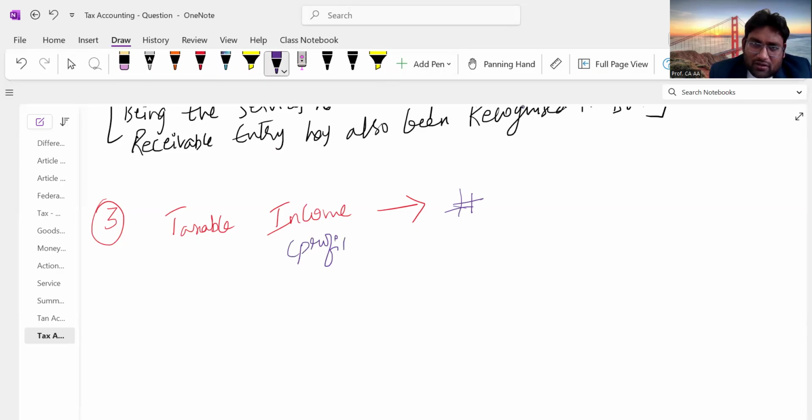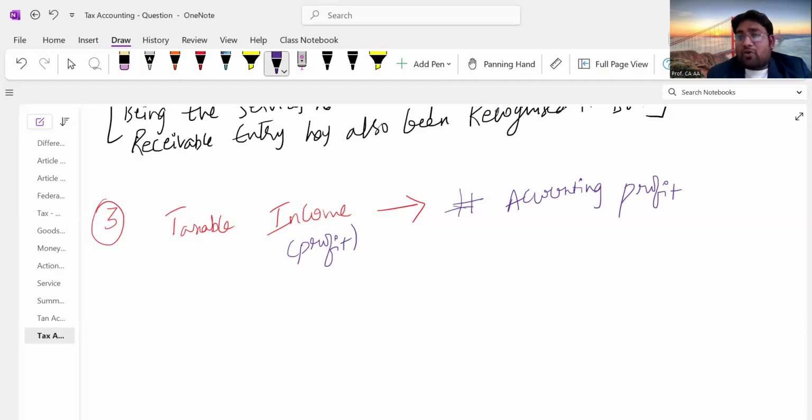Taxable profit is not equal to the profit which you are seeing in the financial statements available in the annual return. So taxable income is not the accounting profit. What you are seeing in the financial statements of the annual return, that profit is different.